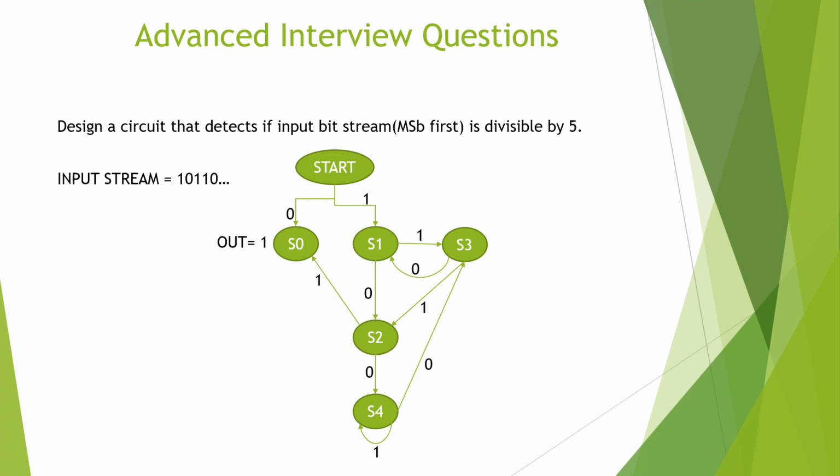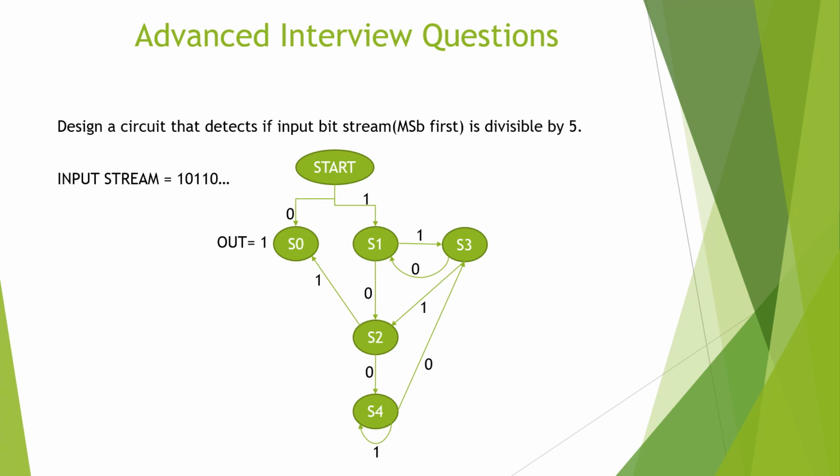If you do the math, it definitely means that once you're in S4, your remainder is 4, and if you keep getting 1, you will stay in that state. An example: take the number 4, multiply 4 by 2 and add 1, and you get 9, so you stay in the same state, S4. The only way to exit S4 is to get a 0, and then you go to S3, and from there, depending on 1 and 0, you navigate.